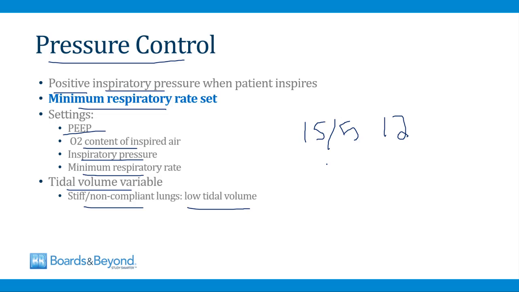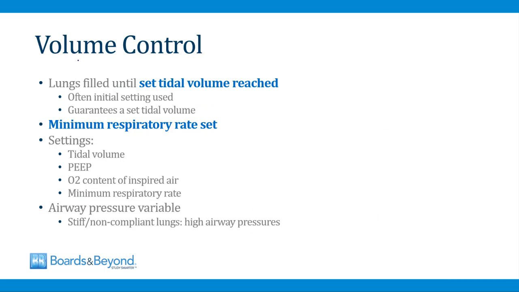What they're trying to tell you is that the inspiratory pressure is 15, PEEP is 5, and the respiratory rate is set at 12. Our final ventilatory mode is very different from pressure support and pressure control, and that's called volume control. The idea here is that the ventilator will fill the lungs until a set tidal volume is reached. So in pressure support and pressure control, we were setting the pressures, and we got whatever tidal volume we got. In volume control, we're setting the tidal volume, and that tidal volume is guaranteed using whatever pressures are necessary.